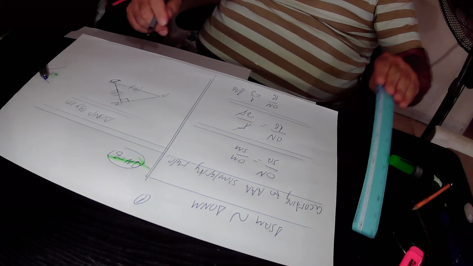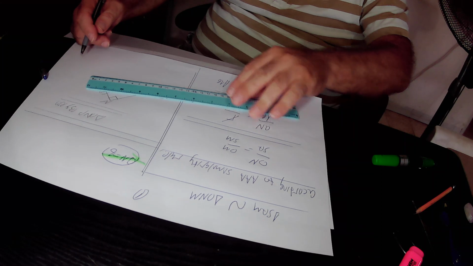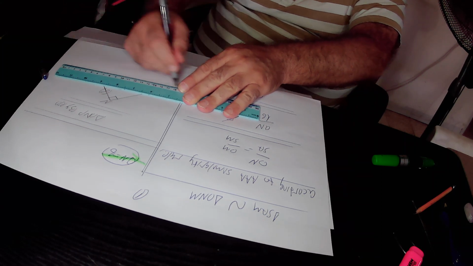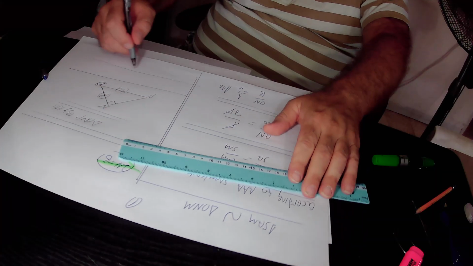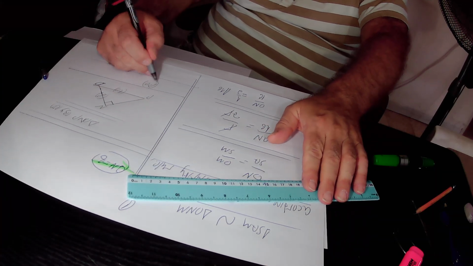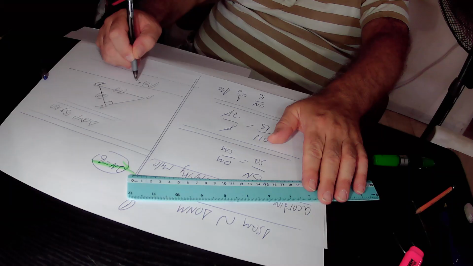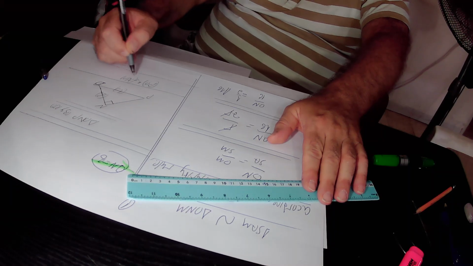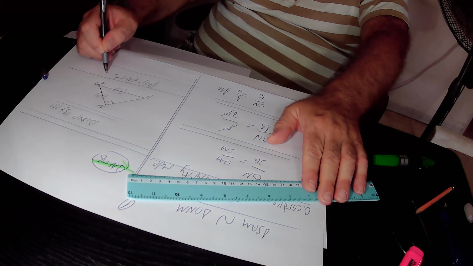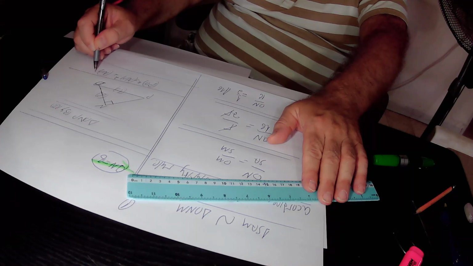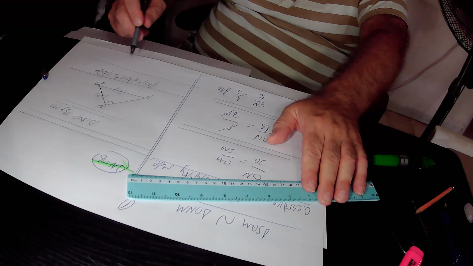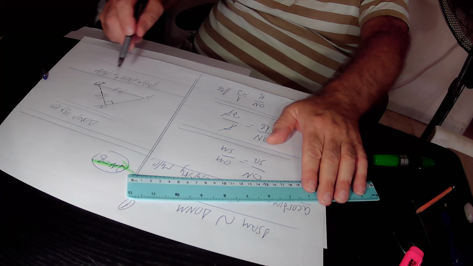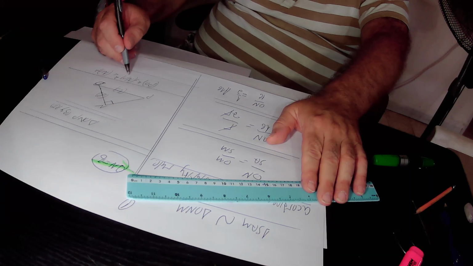PO squared, that is the square of the hypotenuse, is equal to NP squared plus NO squared. And again, PO squared, that is the square of the hypotenuse, equals NP squared plus NO squared.